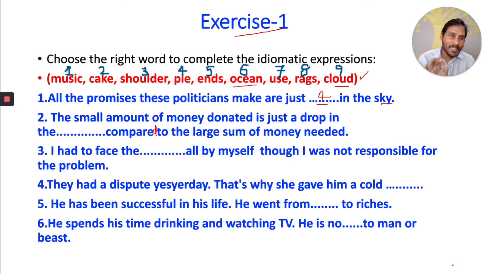The ocean has billions of drops. But the money donated, you require a lot of money. For example, you require 1 crore of money, but you have only 10 rupees with you. So in that case, drop in the ocean. So ocean is the answer, number 6. Got my point? Third one, I had to face the dash all by myself, though I was not responsible for the problem.